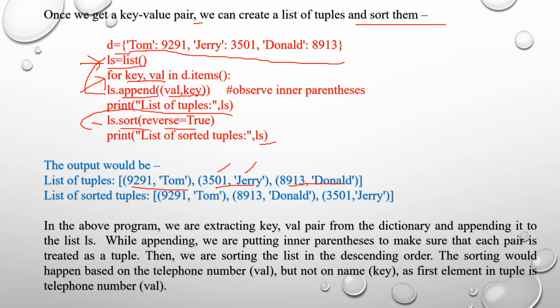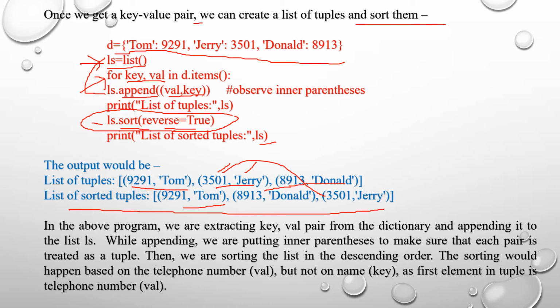So this instruction sorts the list of tuples into an ordered format. Here the order is descending order. So the first values are 9291 and Tom, the next value is 8913 Donald, and the next one is 3501 and Jerry.